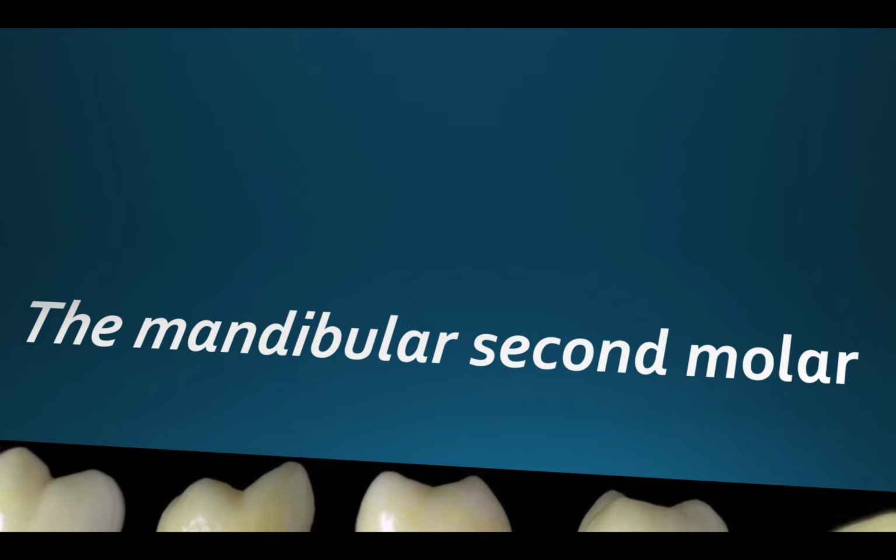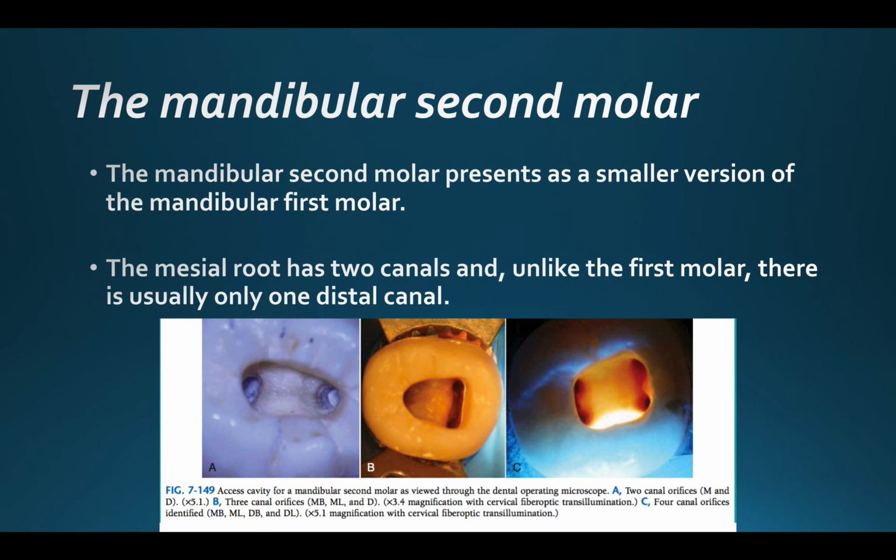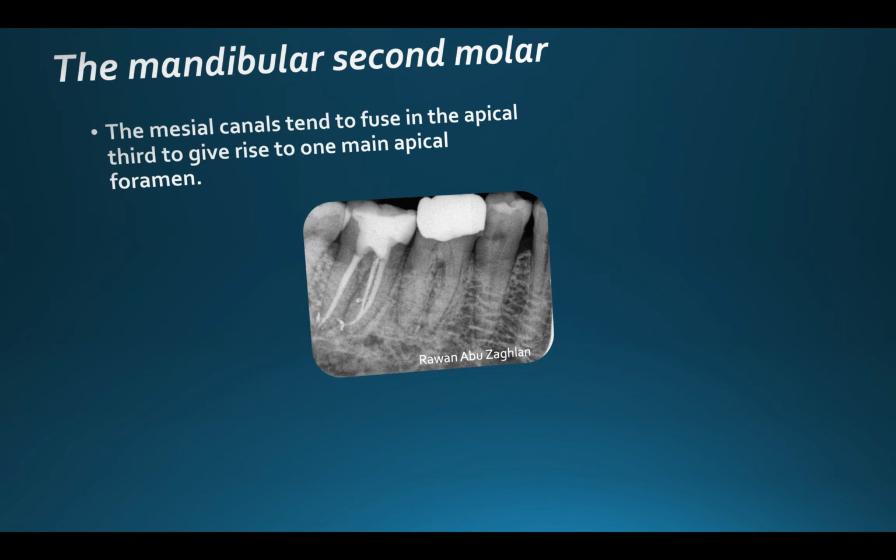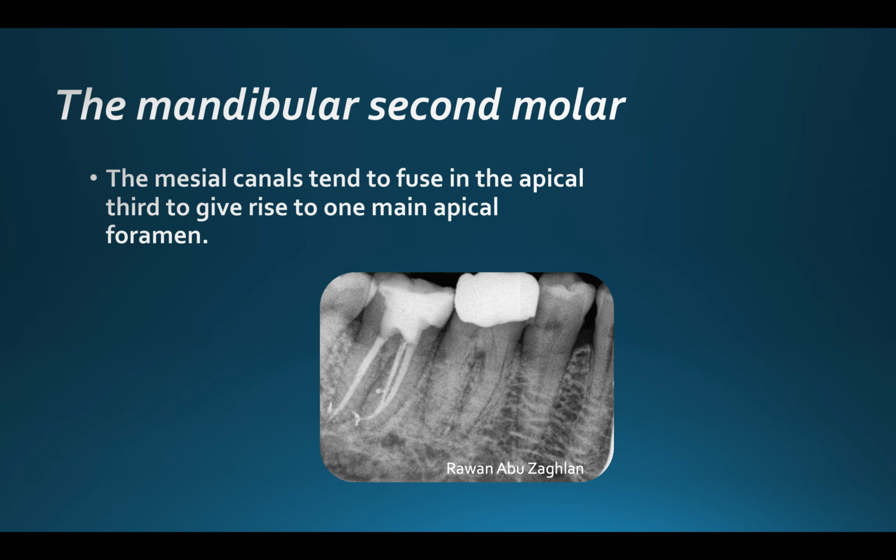The mesial root usually has two canals, unlike the first molar. There is usually only one distal canal. The mesial canals have a tendency to fuse in the apical third, giving rise to one apical foramen. So that's Vertucci type 2. Because, as we said, second molars have a tendency to have fused roots, or the roots will be closer to each other when we compare them to first molars.